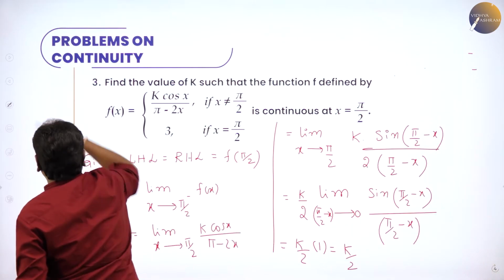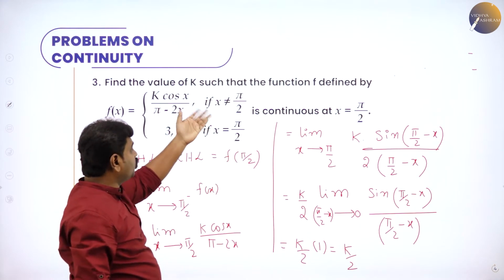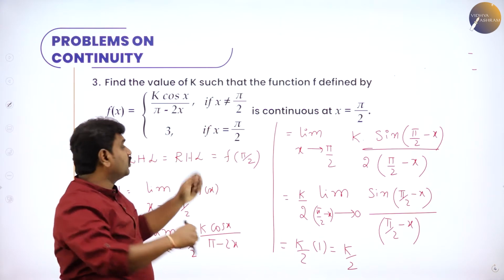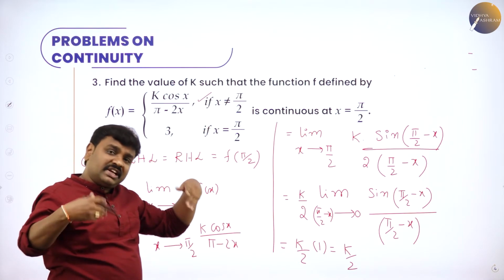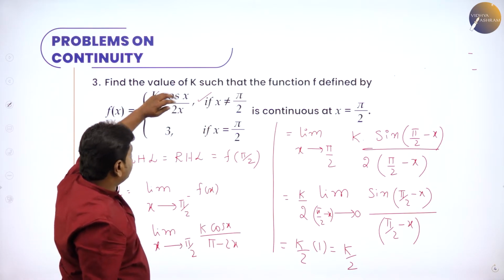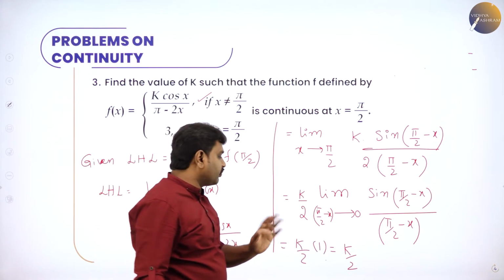Now RHL, no need to find. RHL means limit x tends to pi by 2 plus f of x. Pi by 2 plus means when x is greater than pi by 2. When x is greater than pi by 2, the function is the same. Not equal to pi by 2 means what? Maybe less than or greater than. For less than same function, for greater than same function. So definitely RHL will be k by 2. No need to find and waste your time.